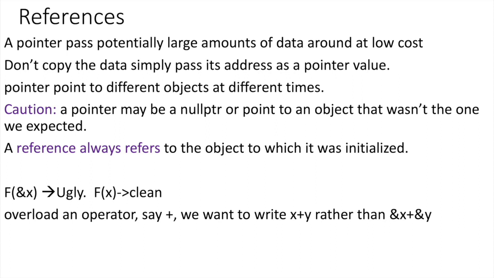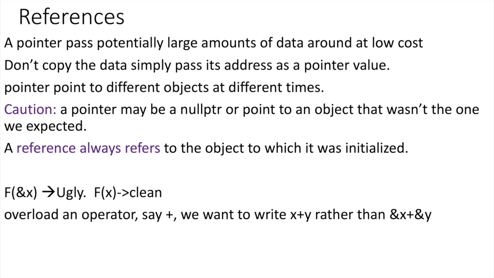In the previous lecture, I covered pointer basics and did some hands-on programming on that. A pointer is very handy and efficient because it only works on addresses. But a pointer might be a null pointer, or it may point to a different object at different times. So sometimes it gives us unexpected results. But what to do in this case?